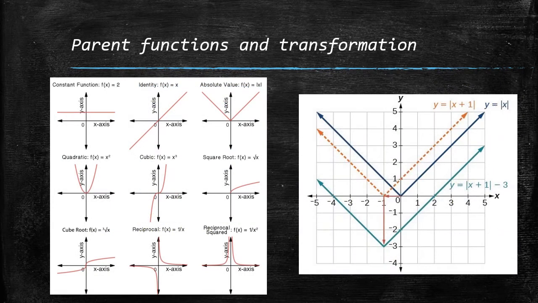Okay, so these are the parent functions that we talked about in the last section, all except for this last one. We don't need 1 over x squared. That one we're not talking about just yet. Okay, and then here's some examples.